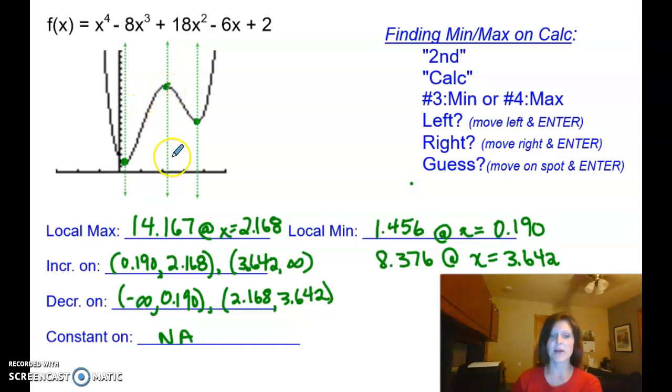Now from that x value of 2.168 to the x value where the next minimum occurs, we are decreasing. So my second decreasing interval is 2.168 to, well, I told you that second minimum is at x equals 3.642. So that's where that interval comes from. And then we have one more section. Once we hit that low spot, it begins to increase again. So from that x value forward to positive infinity, it's increasing. So from 3.642 to infinity, it's increasing. All right, I went through that kind of fast, so feel free to rewind and revisit it, and let me know if you have questions.